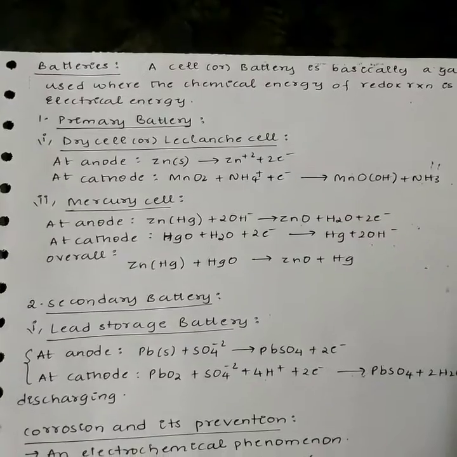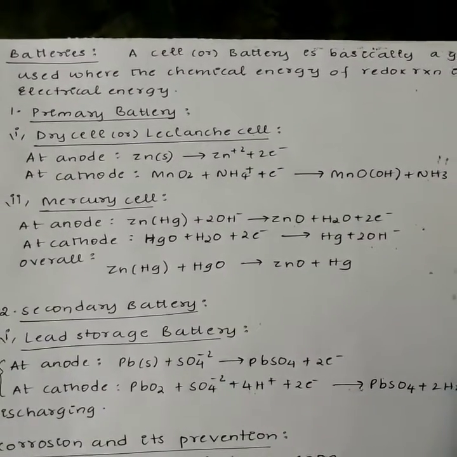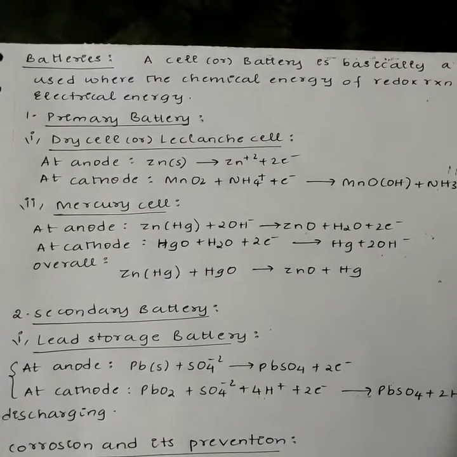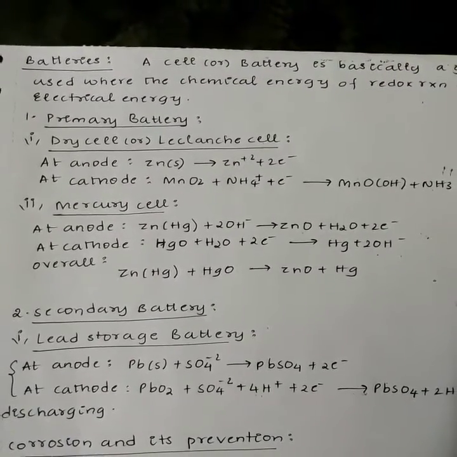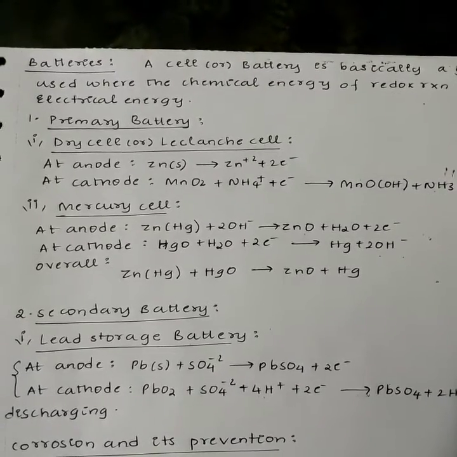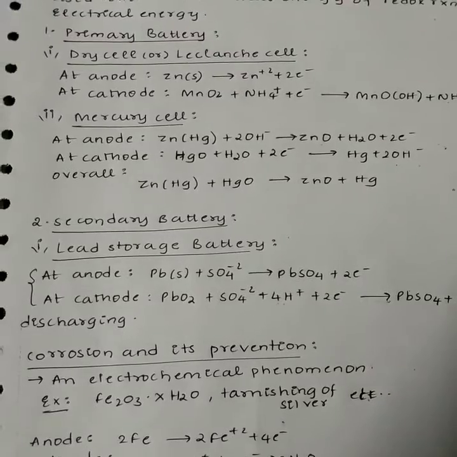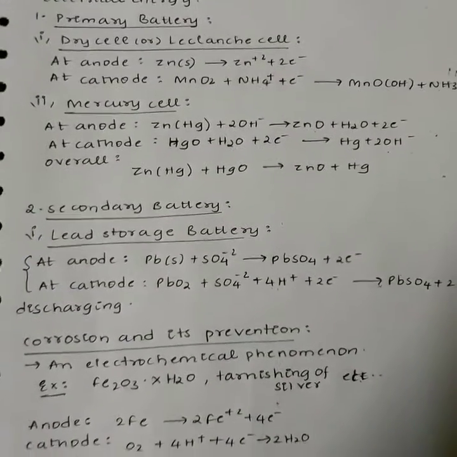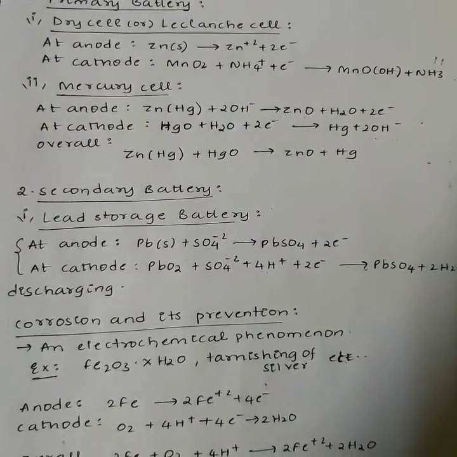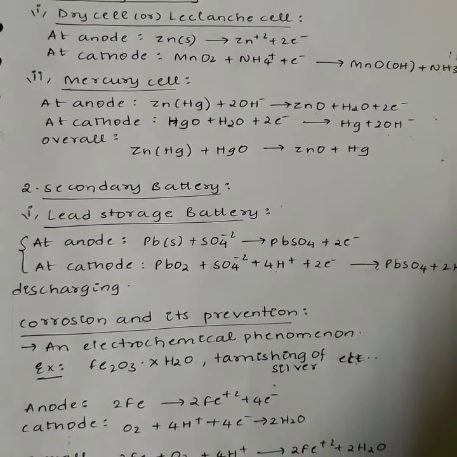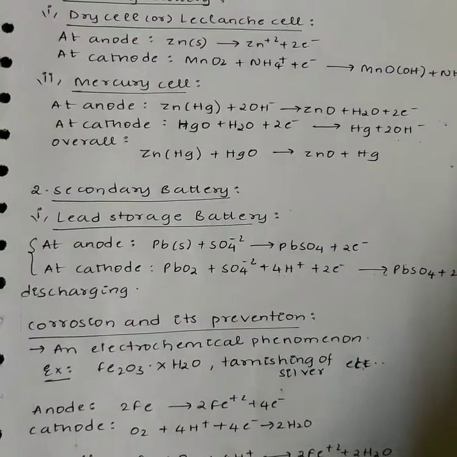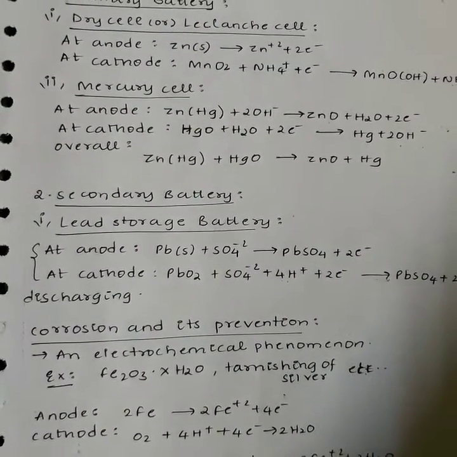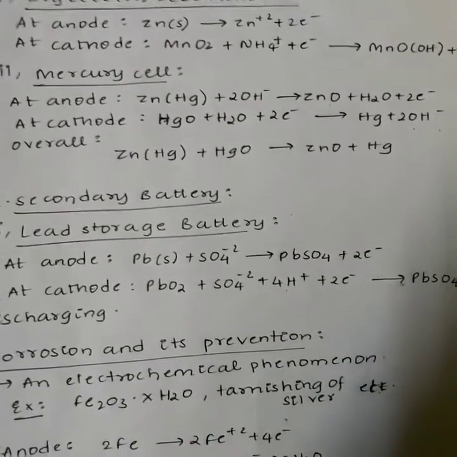In the reaction at the cathode, the manganese is reduced from +4 oxidation state to +3. The ammonia produced in the reaction forms a complex with Zn2+, that is Zn(NH3)4 2+. Mercury cell. The mercury cell, suitable for low current devices like hearing aids, watches, etc., consists of zinc-mercury amalgam as anode and a mixture of HgO and carbon as the cathode. The electrolyte is a paste of KOH and ZnO. The electrode reactions are as follows.